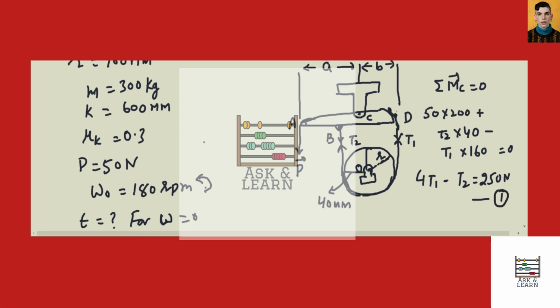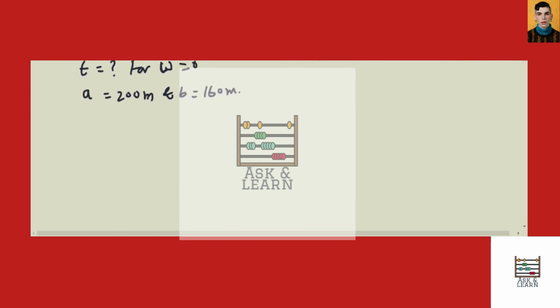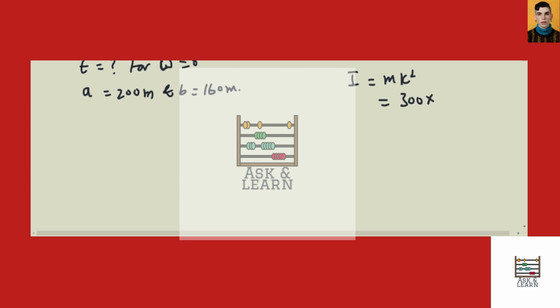Now the moment of inertia of the flywheel and drum, I, will be m into k squared. Mass is 300 kg, radius of gyration is 0.6, so the moment of inertia of the system would be 108 kg meter square. Radius of drum is given as 0.1 meter.